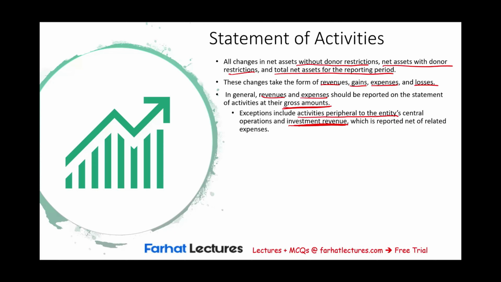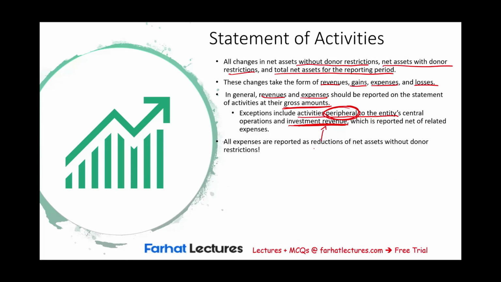So you might be a non-profit organization that helps people that have mental challenges. That's fine. But you might also have an investment account that generates investment revenue. This is a peripheral activity that's not central to your business. Those investment revenues are reported net of the related expenses. So if there are any related expenses, we net them out.